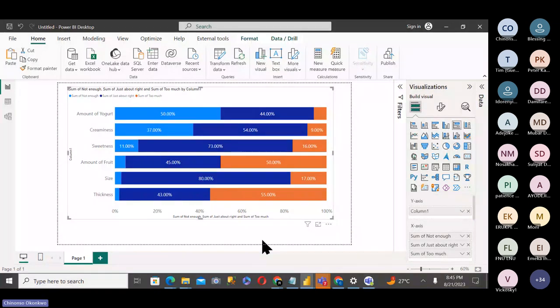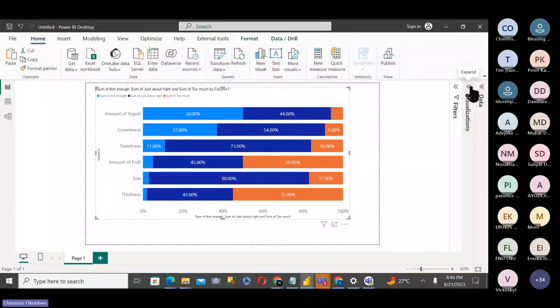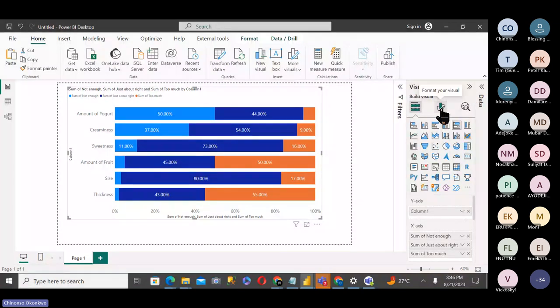So now what can I do to pass this information along to my audience? What I can do here is, first off, I'll start by turning off this. So let's change the title. Let's come to our visualizations. Okay, visualizations, come to this, your format your visual. You select format your visual, right?